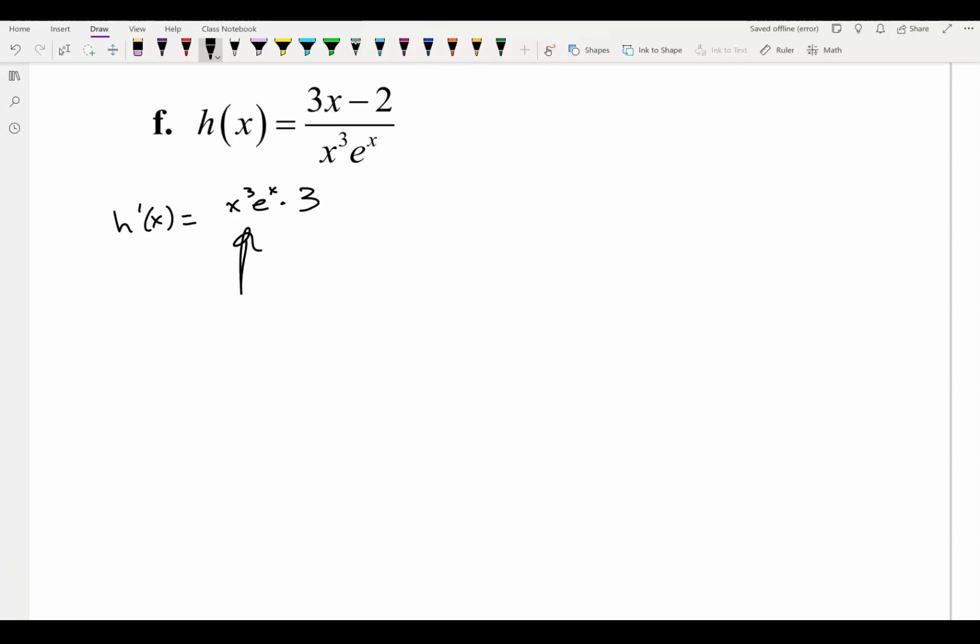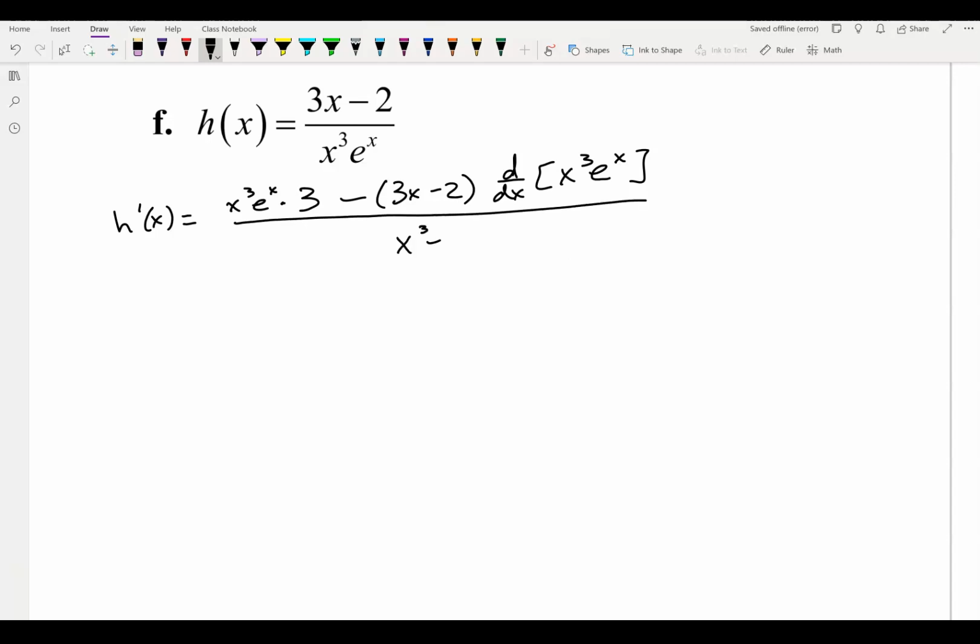We have the bottom times the derivative of the top minus the top times the derivative of the bottom. And that one is going to require product rule. And all of that over the bottom squared. Excellent. So we've got 3x to the third e to the x minus 3x, oh, careful, minus parentheses 3x minus 2.